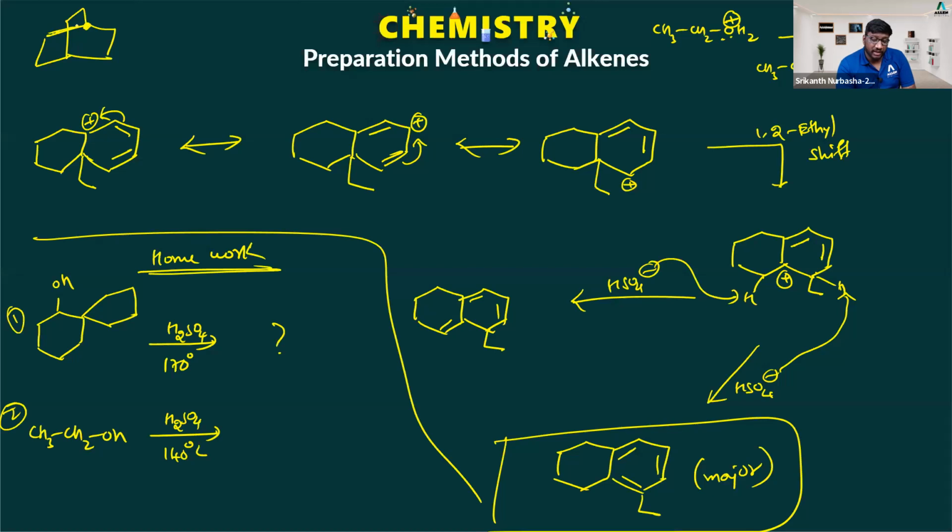You will be getting this particular ring, right? And you will be getting this particular ring. Okay, here you are not supposed to apply Bredt's rule and all. Here positive charge can be possible. Okay. Okay, sir.